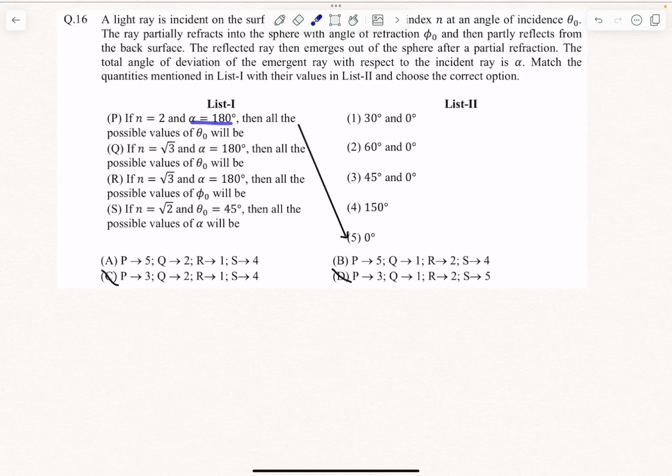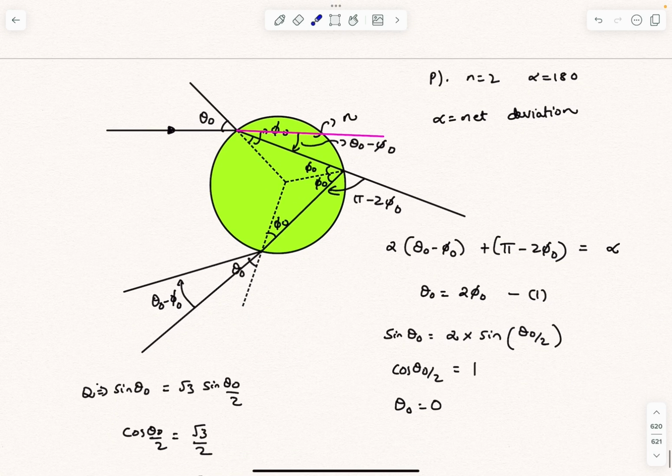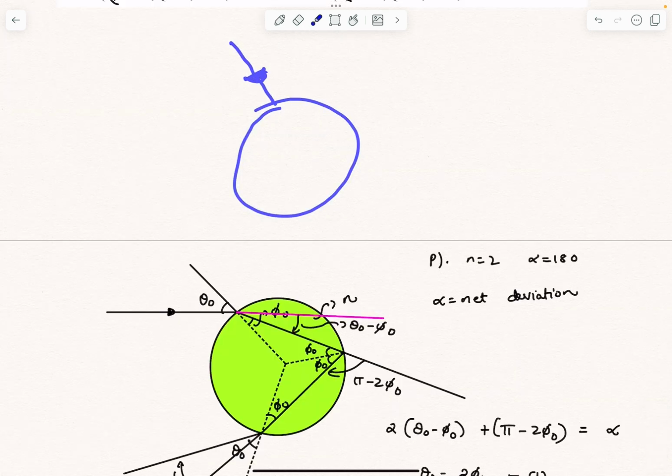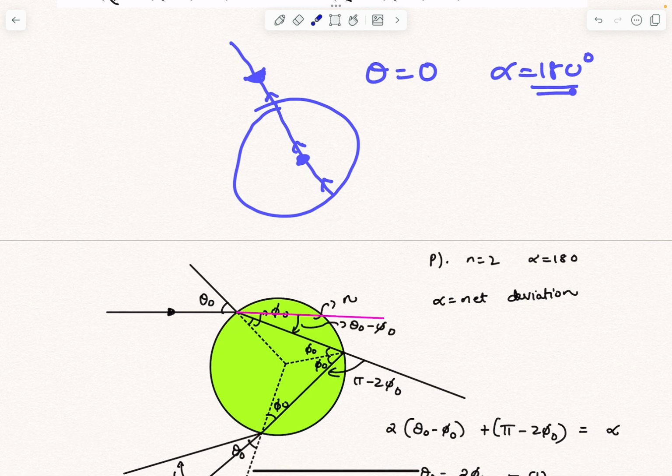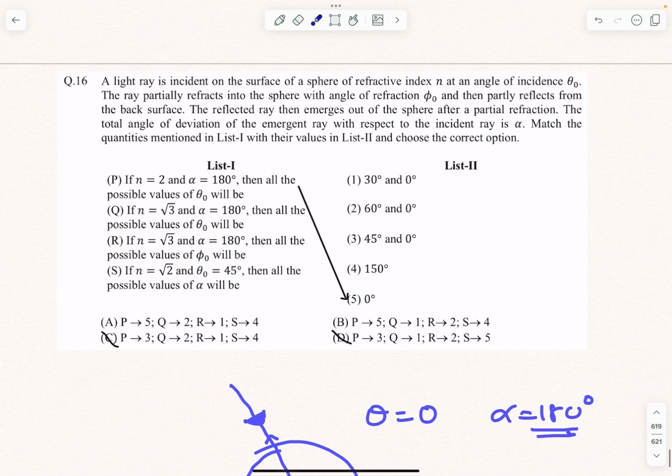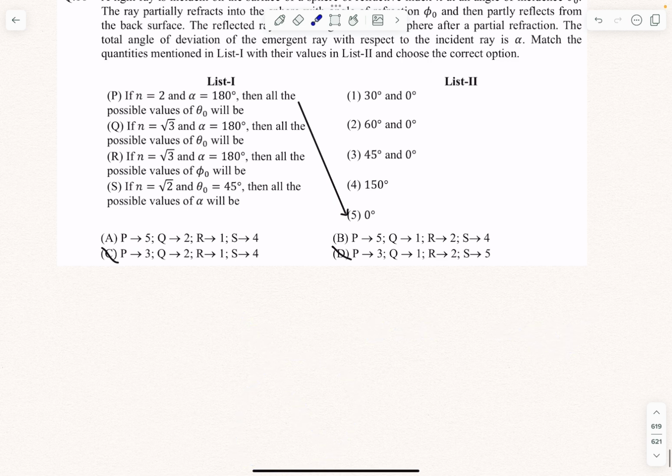Now in the options, they mentioned alpha equals 180 degree, right? Alpha equals 180 degree is always true for theta equal to 0 degree. If the incidence angle is 0 degree, then the light ray will hit the other surface because this is passing through the normal, right? And it will get reflected. So if the incidence angle is 0, then alpha will definitely be 180 degree. And this is true independent of the refractive index. Okay. So 0 degree will always be the answer, no matter what. So Q matches with option 2.